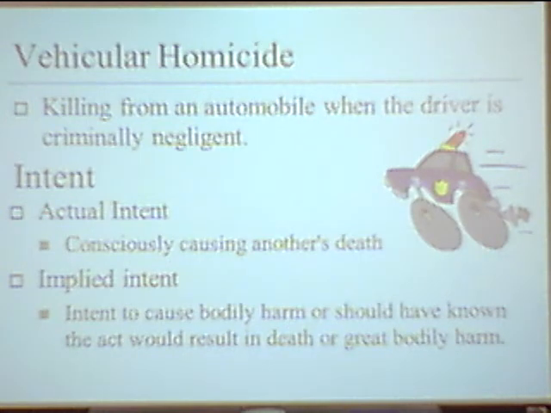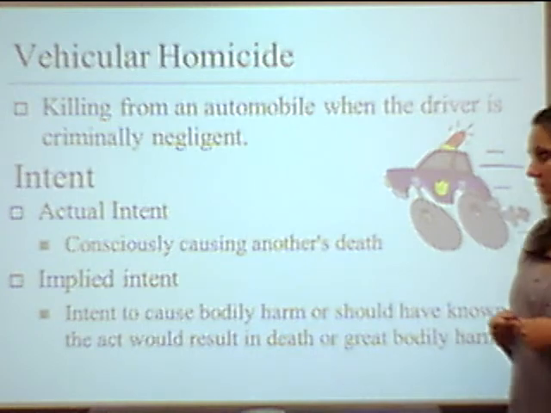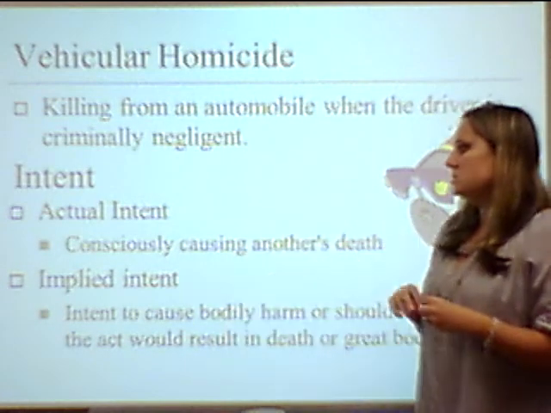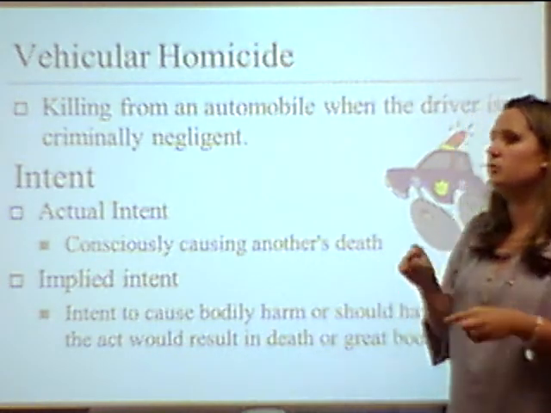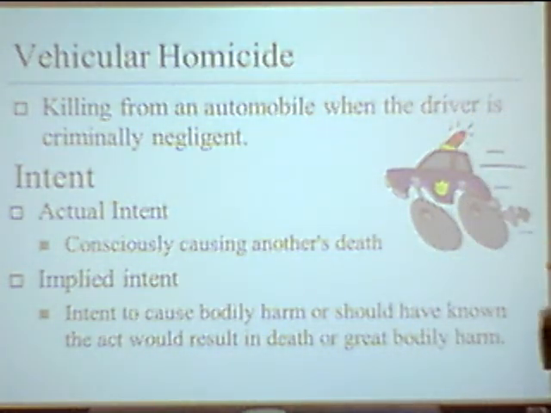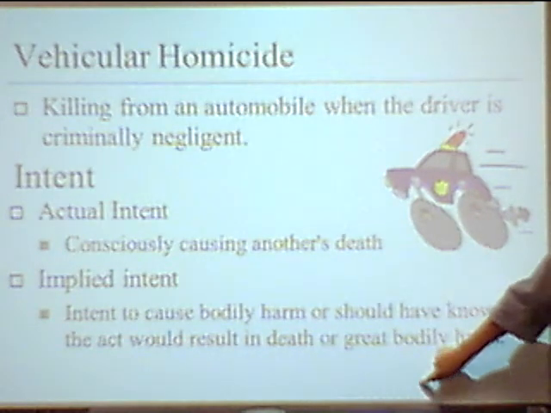You didn't intend to kill the individual like murder, but you did end up killing the individual. So actual intent, so you consciously caused another's death. So maybe you drove like that because you did want to harm that individual. It's a little harder to prove that. Or implied intent. You knew that the actions you were taking, like drinking or being under the influence, could or have been known to result in death or great bodily harm.